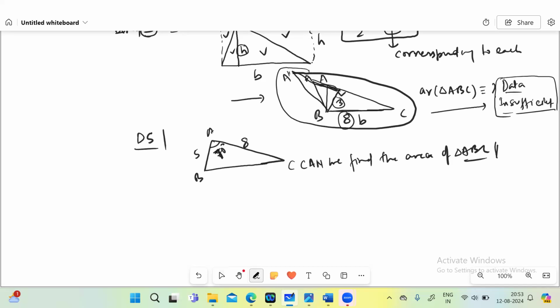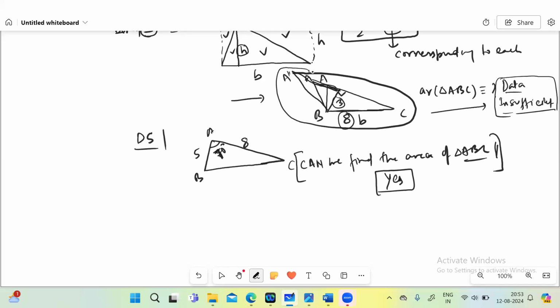What we can see here is that till now we have not studied any formula which uses these measures to find the area of the triangle. Because till now we know that we need to have a base and the corresponding height only. But here the answer would be yes.